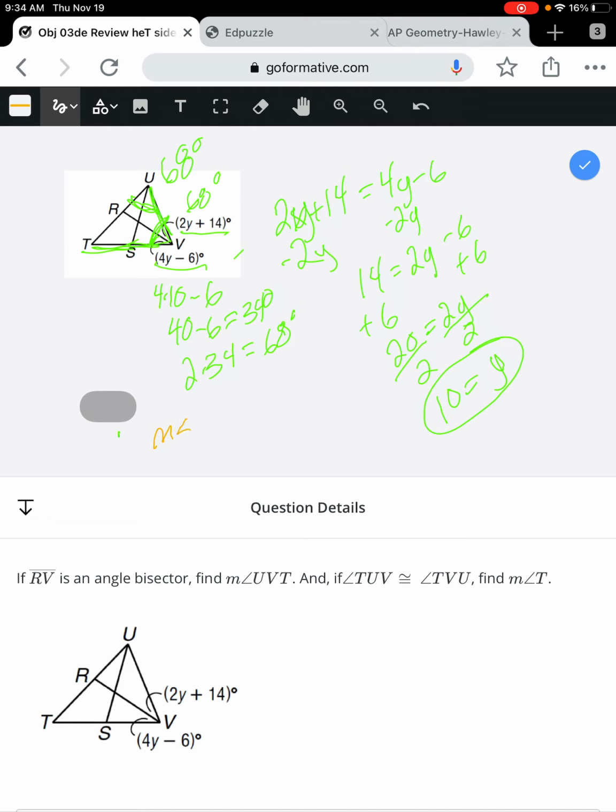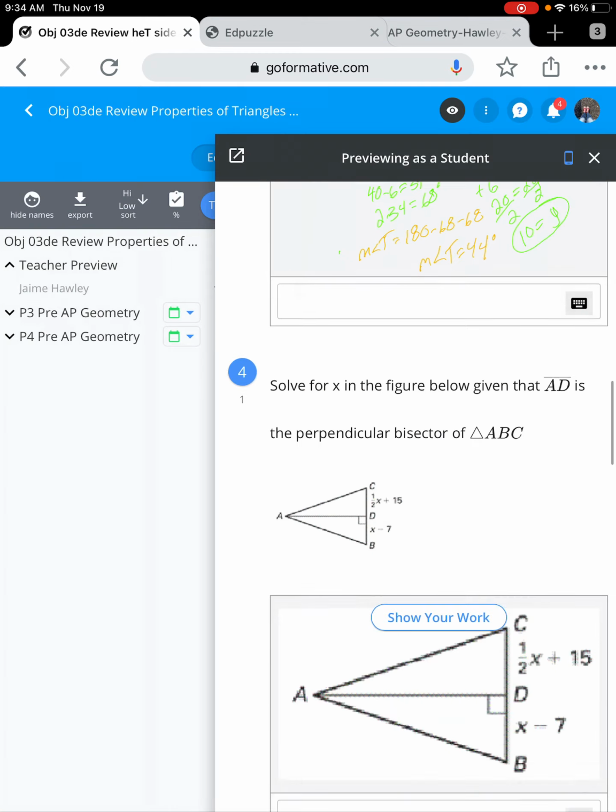Okay, the measure of angle T is going to be equal to 180 minus 68 minus 68, which I believe is 44 degrees. Yeah, 44 degrees. So the measure of angle T equals 44 degrees.